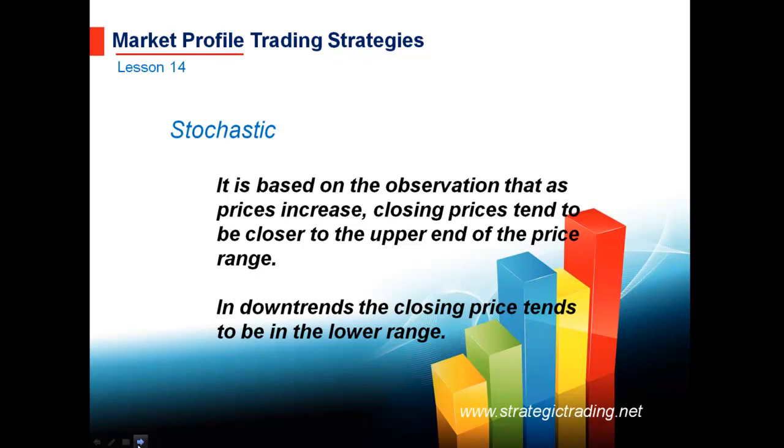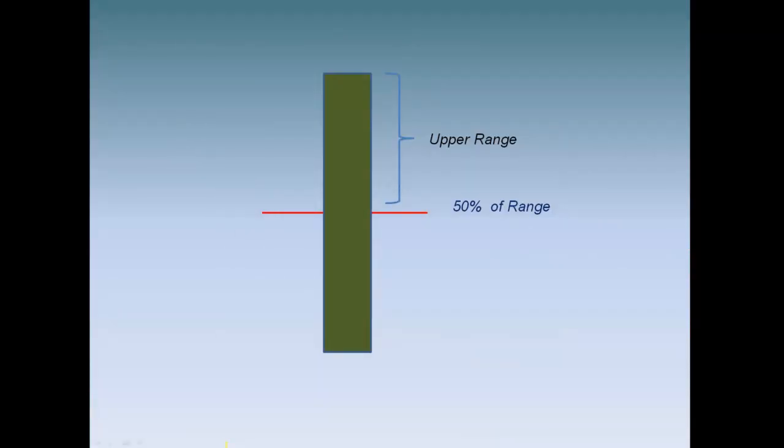The stochastic is basically based on the idea or the observation that as prices increase, closing prices tend to be closer to the upper end of a price range. And in downtrends, the closing price tends to be in the lower range. Let's explain this a little bit more. If I have a bar and the market is moving upwards, we have a directional move, then the bar will close towards the upper range of that bar. And that makes a lot of sense.